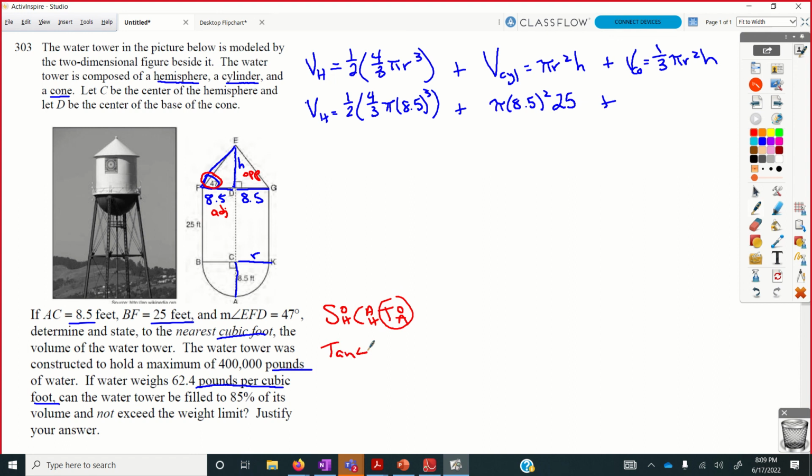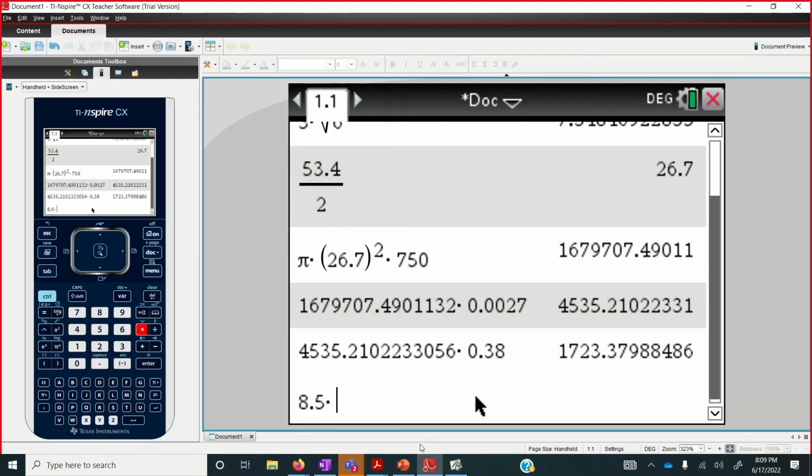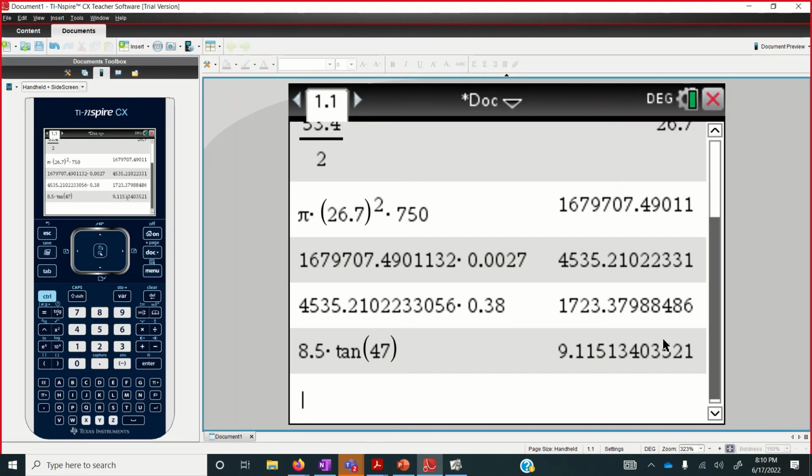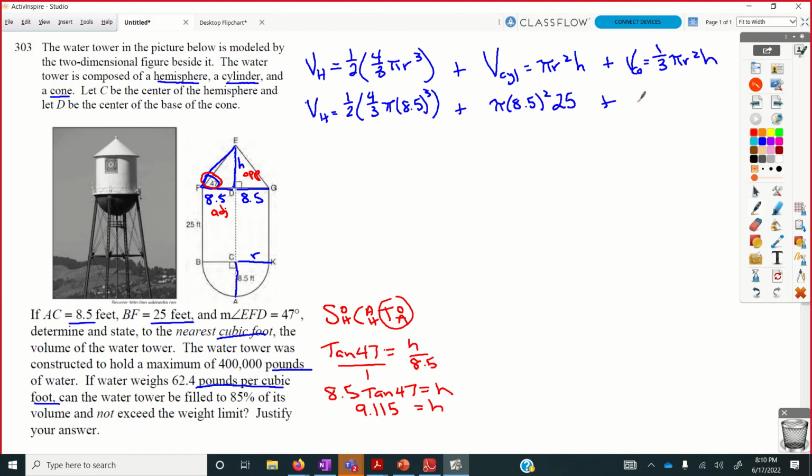So tangent of the angle, which is 47, is equal to the opposite, which is h, over the 8.5, which is the adjacent. Cross multiply, so 8.5 times the tangent of 47 is equal to h. So 8.5 times tangent 47 gives us 9.115. We'll write that down, but we're going to use the number in the calculator whenever we do any calculations. So now we can plug in 1/3 pi times 8.5, that's the radius, squared, times our 9.115 that we wrote down. But really, we're going to use that amount.